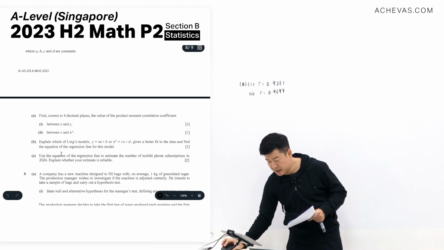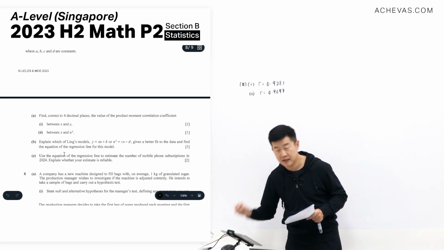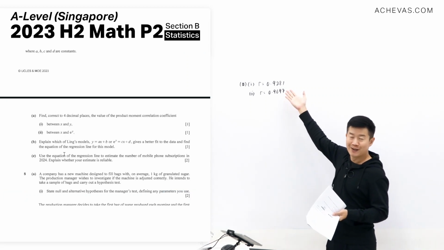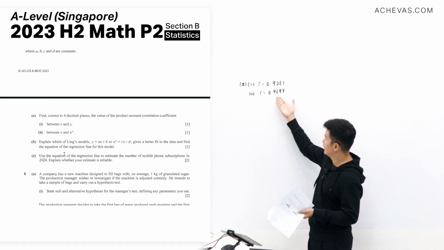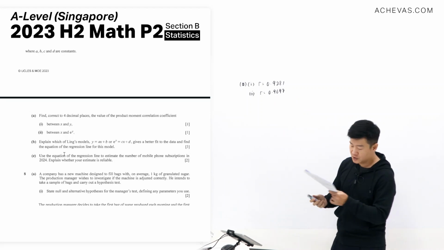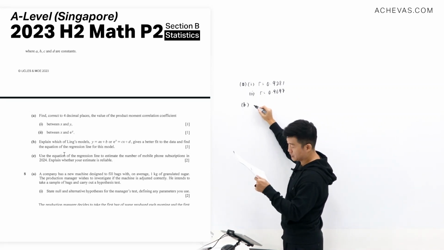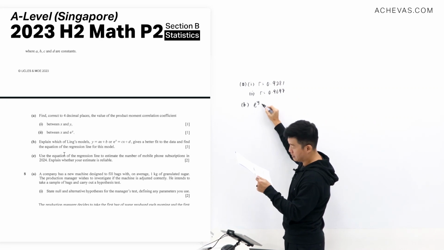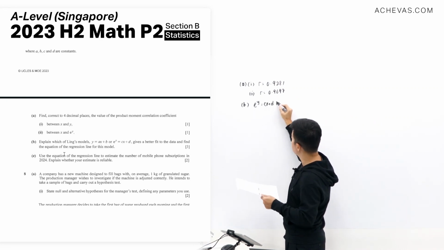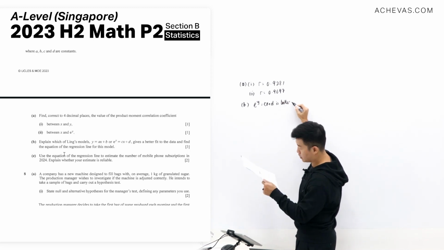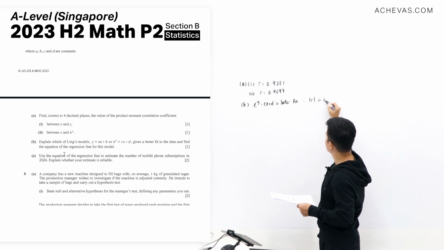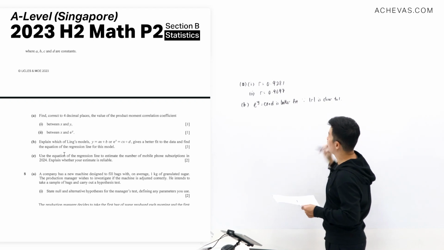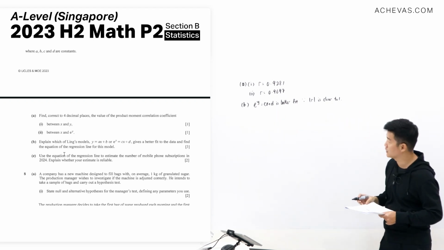In part B, we want to explain which of the models is a better fit, and find the equation of this particular model. I mean, it is pretty obvious. Between these two product moment correlation coefficients, we know that this one has a magnitude closer to 1. So in part B, we will say that based on this, e to the power of y equals cx plus d is the better model, a better fit. This is because the modulus of r of this model is closer to 1.